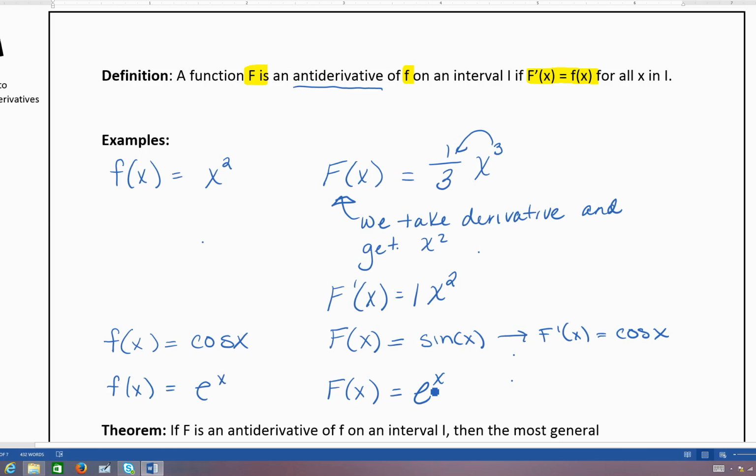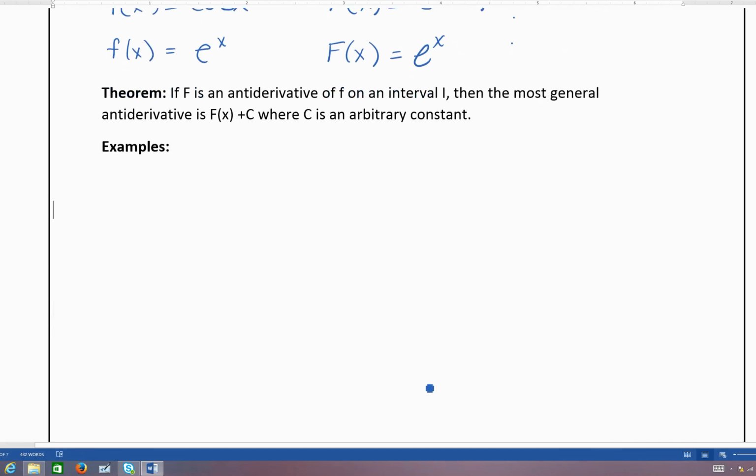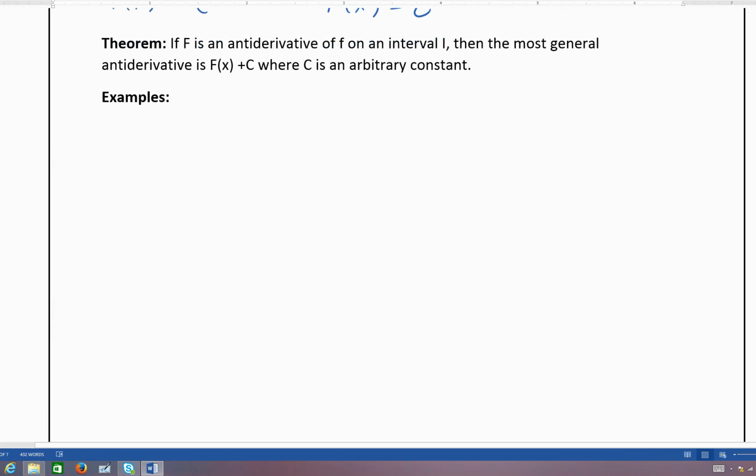Okay, now here's something really interesting. This theorem tells us that if big F is an antiderivative of little f on an interval, then the most general antiderivative is big F of x plus c, where c is an arbitrary constant. And here's why we have to have a theorem like this. Just a minute ago, we said if little f of x was x squared, then for big F of x, one option was 1/3 x cubed.